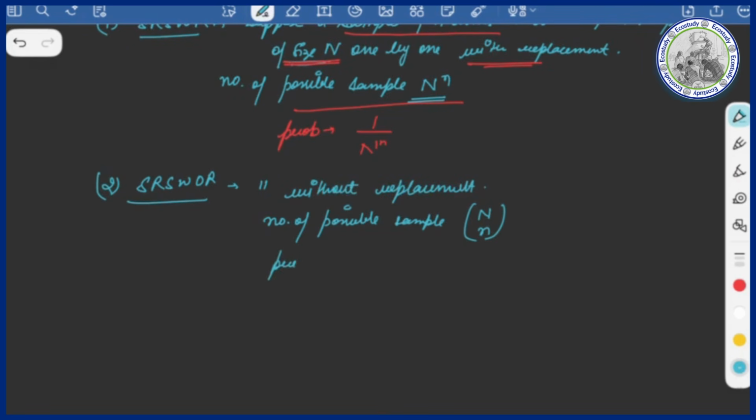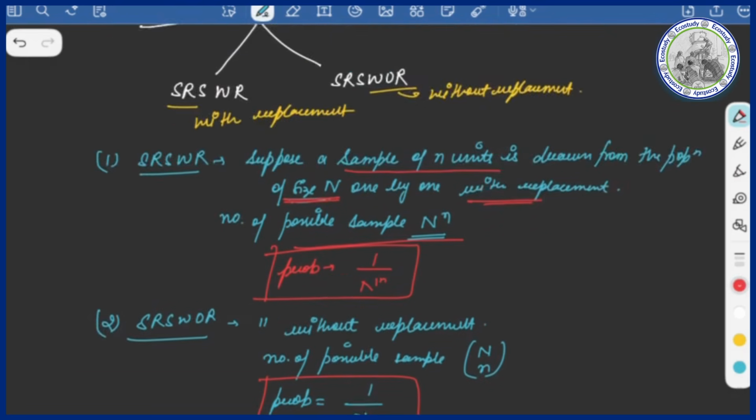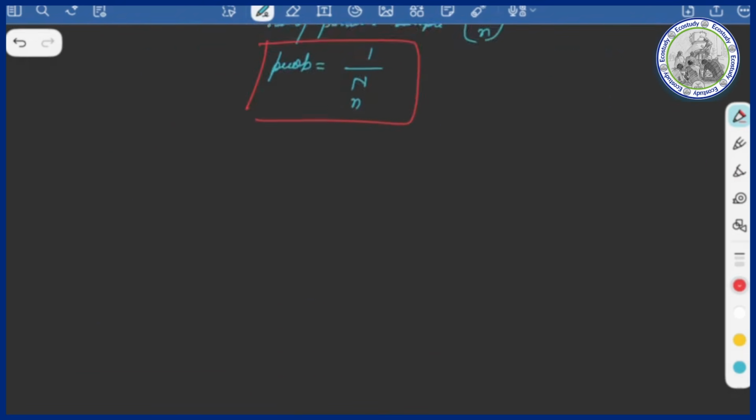So what is the probability? The probability is equal to 1 upon N to the power n. That is for simple random sampling with replacement and simple random sampling without replacement. And another term that is very important is standard error.